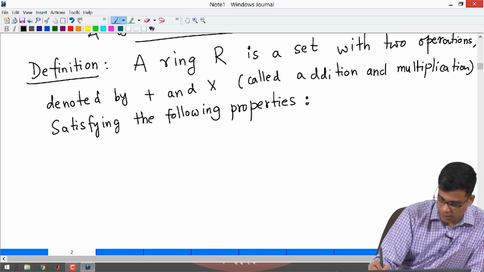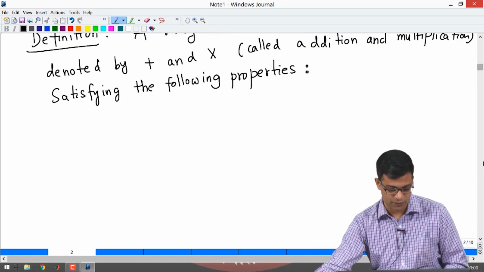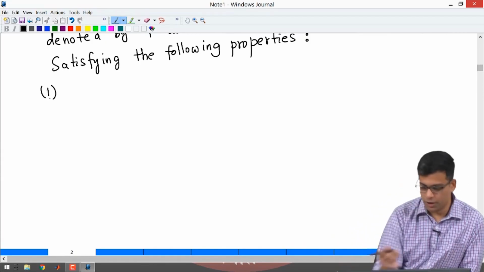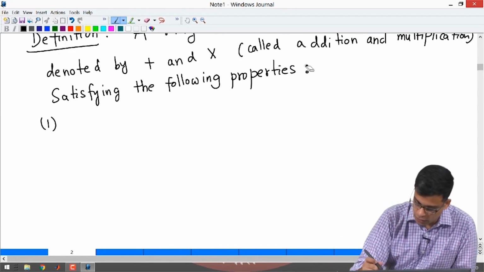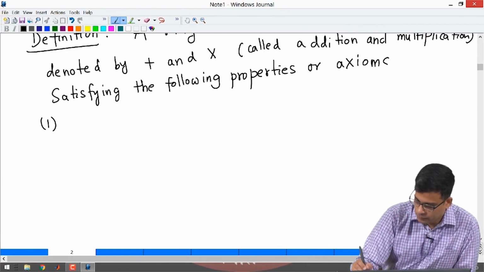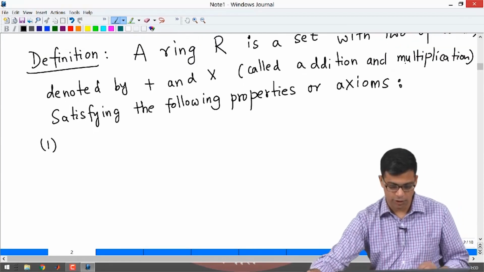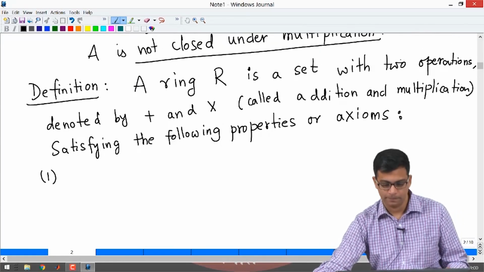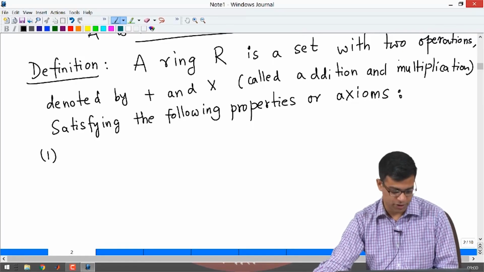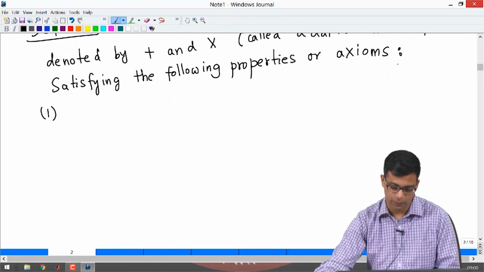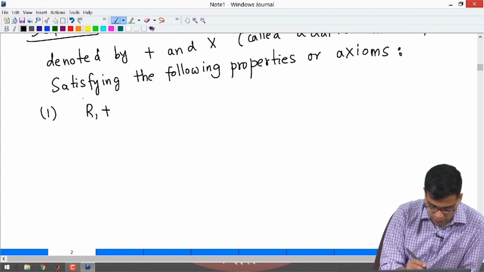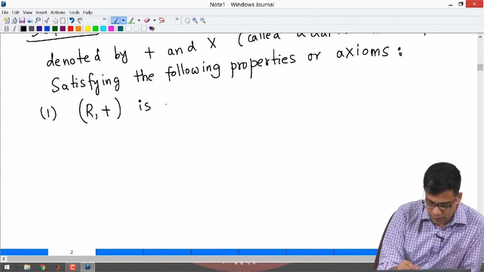What are the properties that these two operations must satisfy? As I have already said, these properties are axioms. So, I will write that here: these are the axioms of rings. It is a set with two operations denoted by plus and times, called addition and multiplication, satisfying the following properties or axioms. First one is that R with addition is an abelian group.